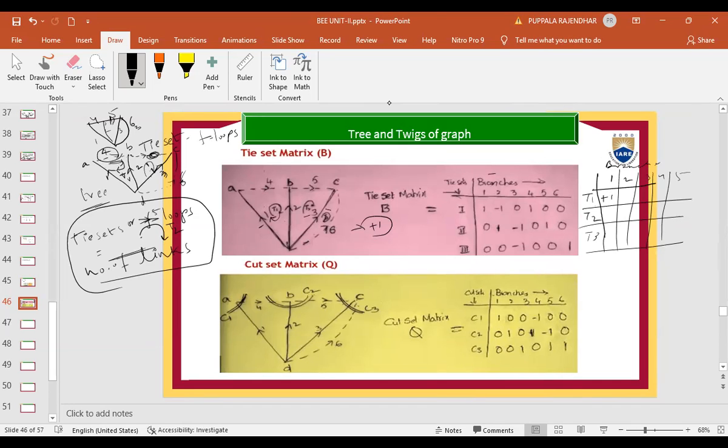And tie set 1 and branch 2. Tie set 1 and branch 2: opposite direction. This one is upward, this one is coming downward. So -1.